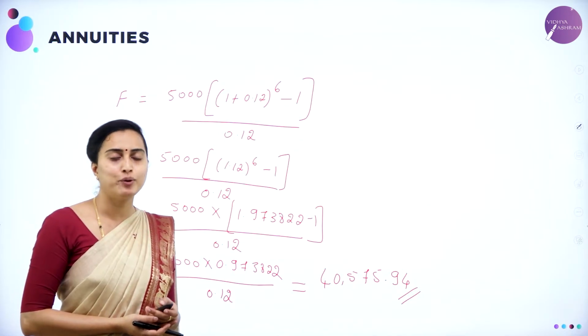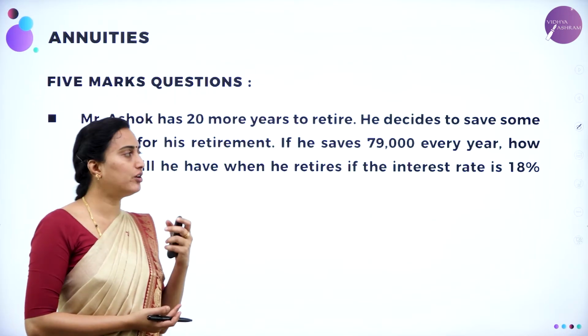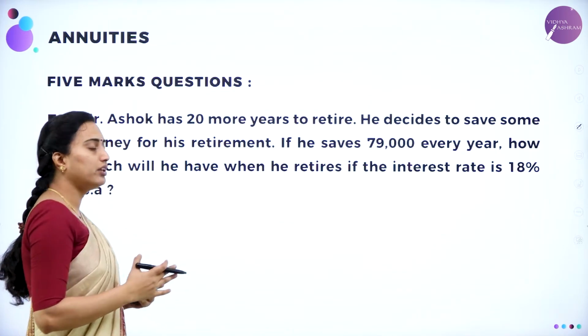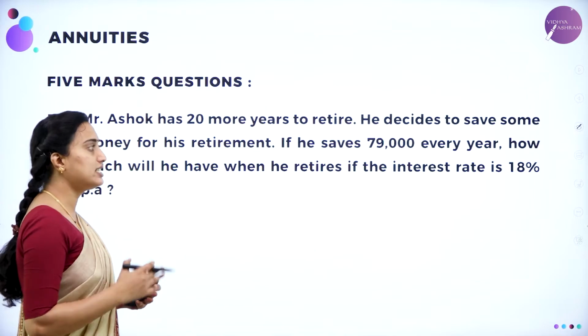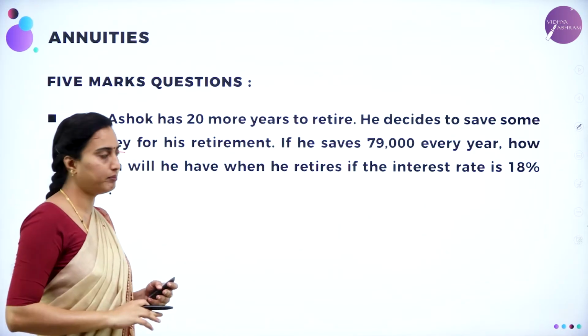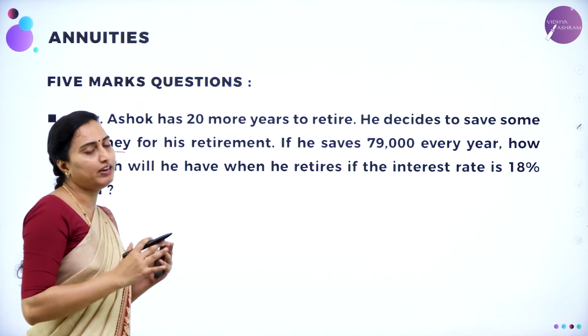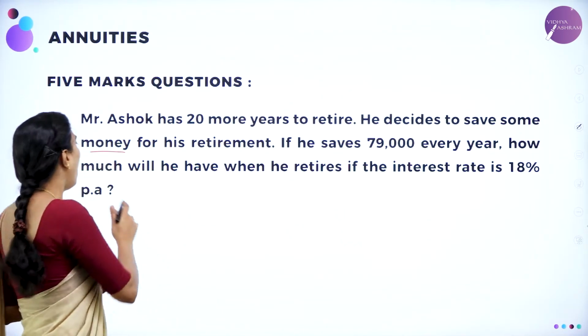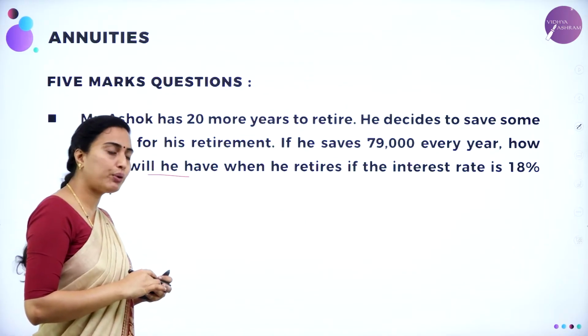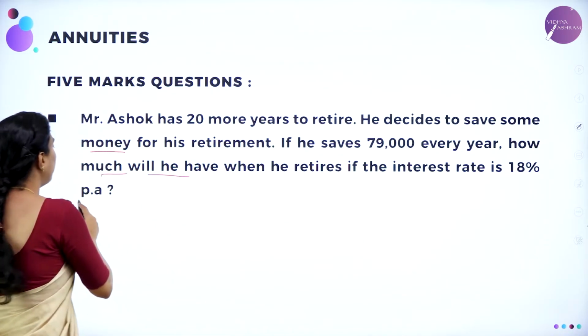Understood? I hope you got this problem. We'll move on to the next one, dears. Mr. Ashok has 20 more years to retire. He decides to save some money for his retirement. If he pays 79,000 per year, how much will he have when he retires if the interest rate is 18% per annum.